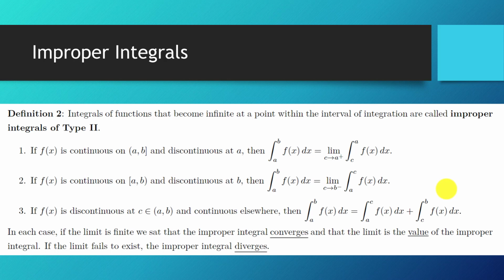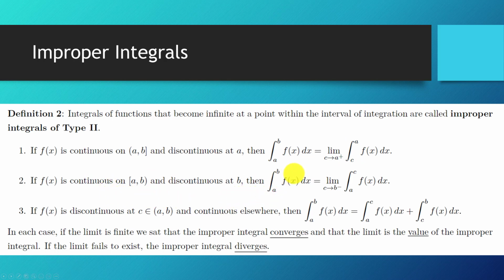So if f of x is continuous on a to b and discontinuous at a, then for the integral from a to b, you'll take the limit as c approaches a from the right, from c to a. Right, I think this should be b. I think they made a mistake there. It should be from c to b here instead of c to a.